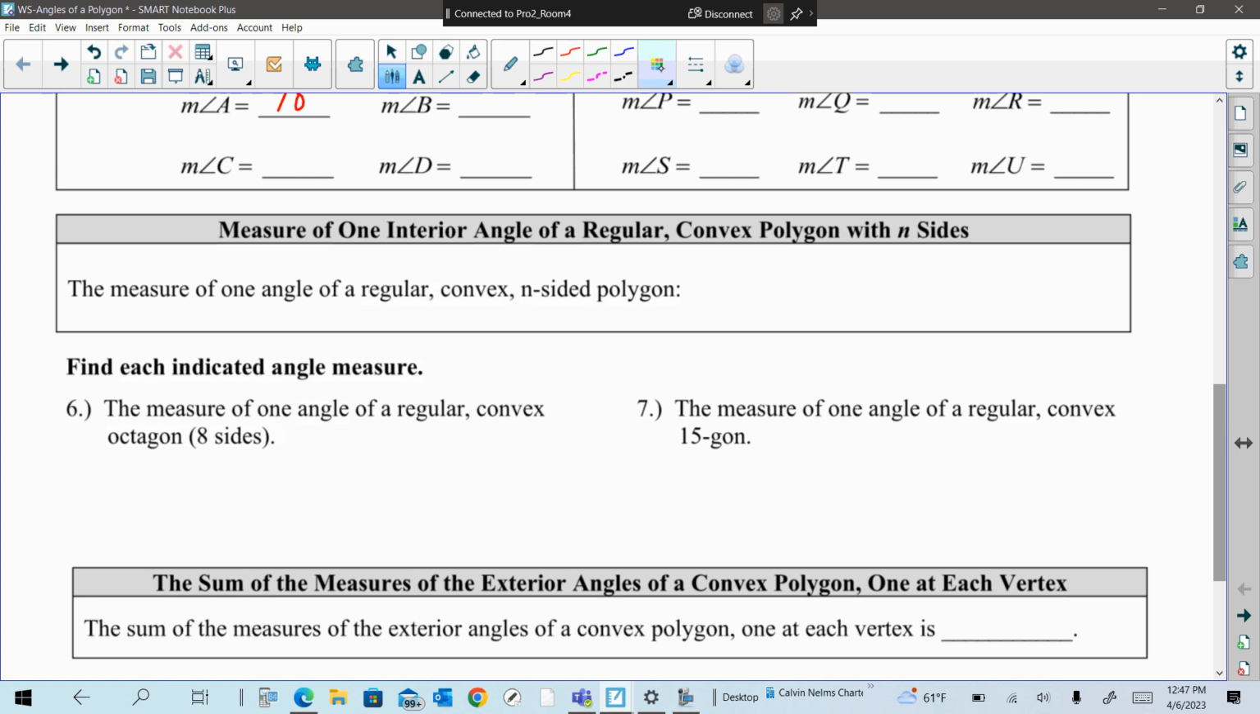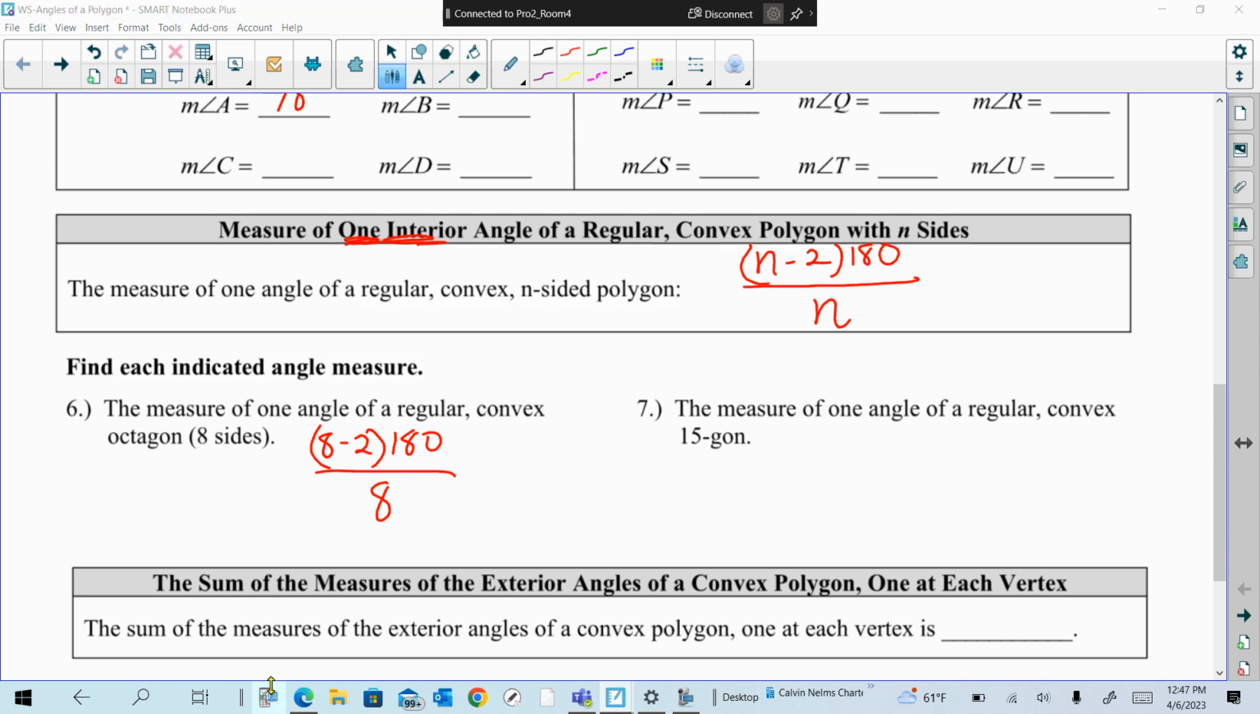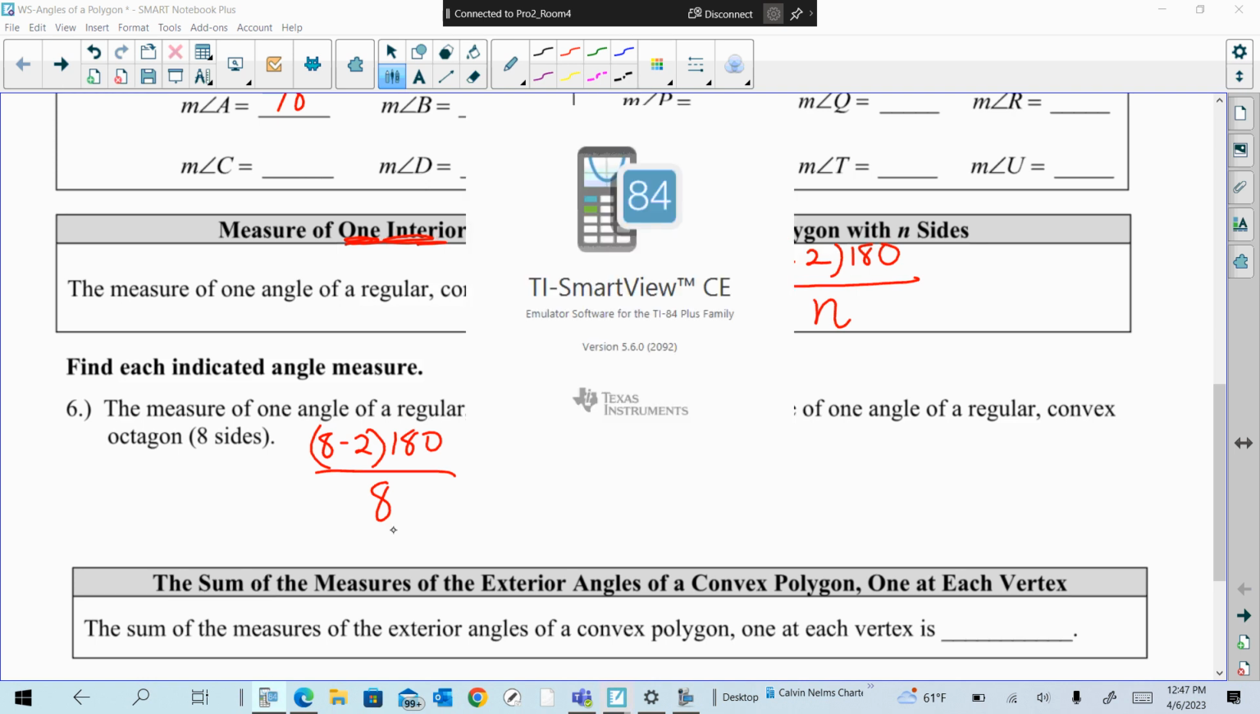Then the next formula, they want us to find the measure of just one interior angle. This is when we do our sum, n minus 2 times 180, but then we have to take that and divide it by n, the number of sides. So on 6 here, because they want one angle of an octagon, we're doing 8 minus 2 times 180, but then divided by 8. If you put it in the calculator like a fraction, you can type it in all at once. Or you can just do the top first and then divide by 8. You can do it by parts.